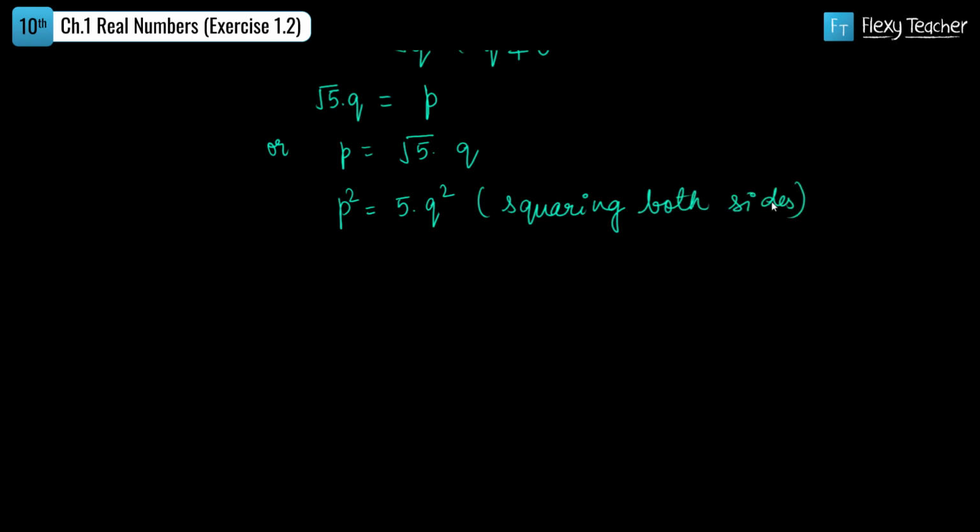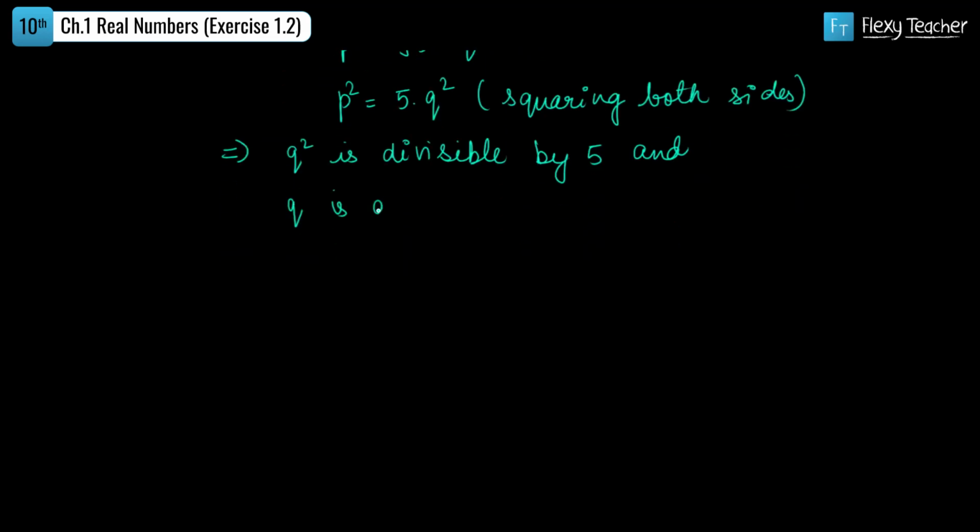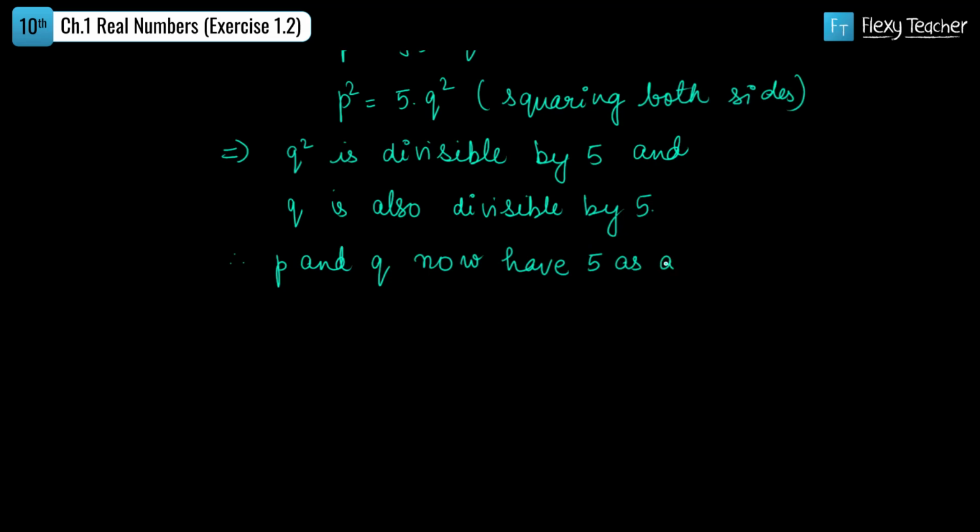Okay. When P square is equal to 5Q square, this would imply that P square is divisible by 5 and P is also divisible by 5. Also divisible by 5. Okay. P and Q now have 5 as a common factor. Therefore, P and Q now have 5 as a common factor.